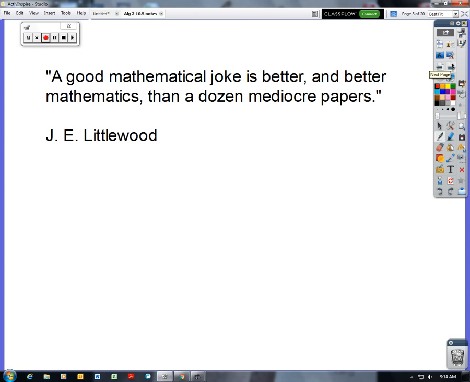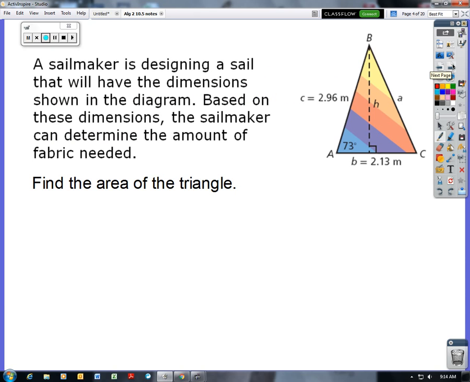A good mathematical joke is better mathematics than a dozen mediocre papers. That's attributed to J.E. Littlewood. I liked that quote.